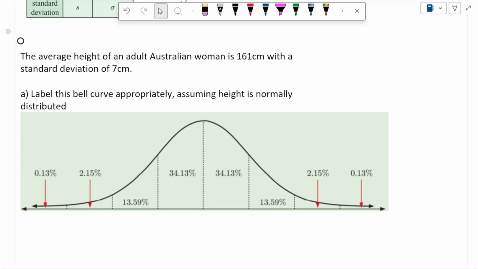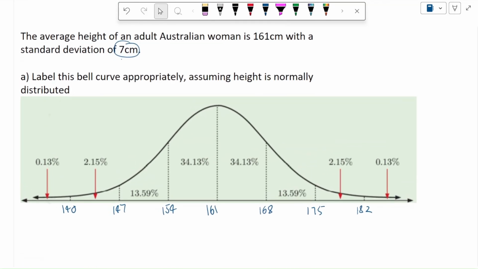So the average height of an Australian woman is 161 centimeters. So we can put that right in the center. And then we're going to go up with standard deviations. So plus 7, so our next one will be 168. Our next one will be 175. And then our next one will be 182. Just like that. We're going to go back in lots of 7. So 154, 147, and 140. Just like that.